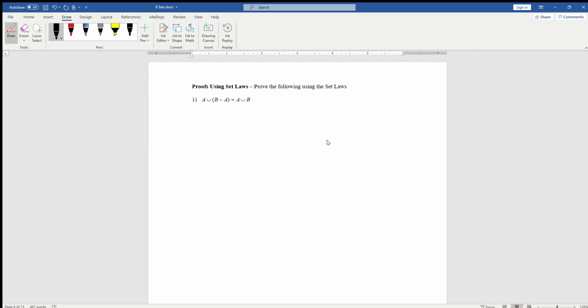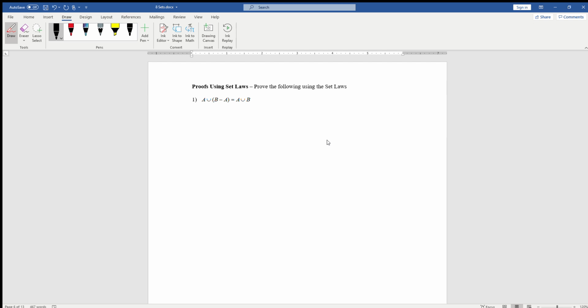So the last part in this section is being able to use some of those laws, the axiomatic or procedural definitions, to prove a little bit longer sorts of problems involving set laws. So for instance, let's say we have a very basic example: A union (B minus A) is equal to A union B.